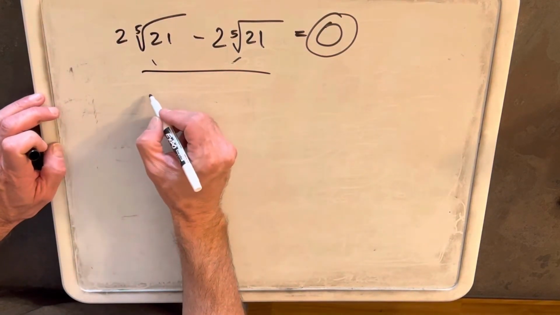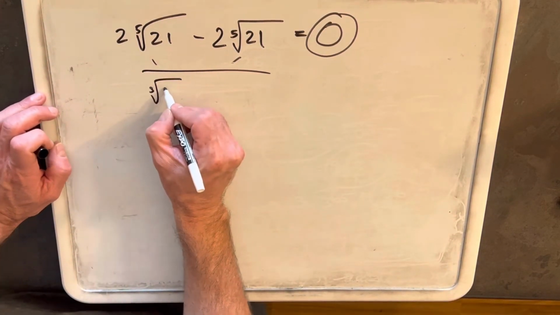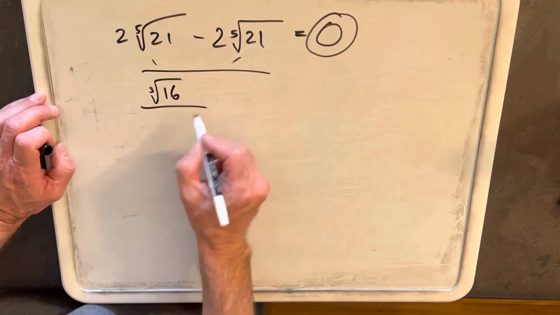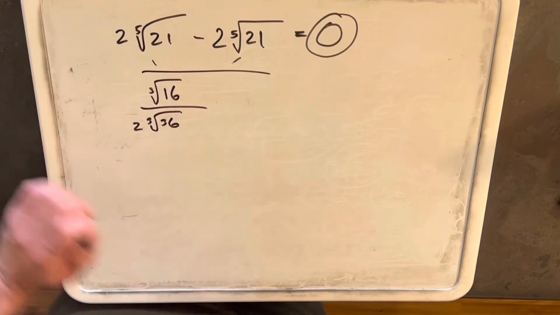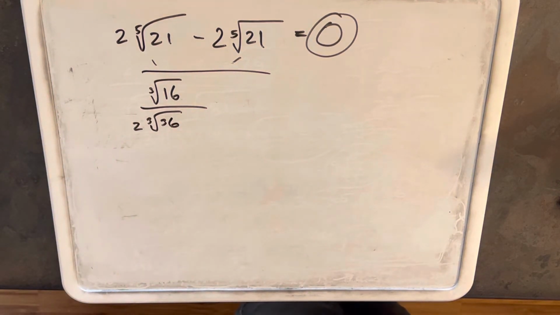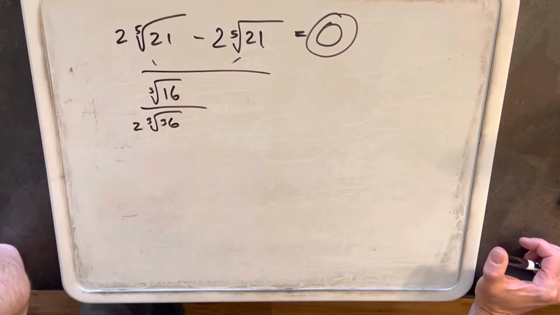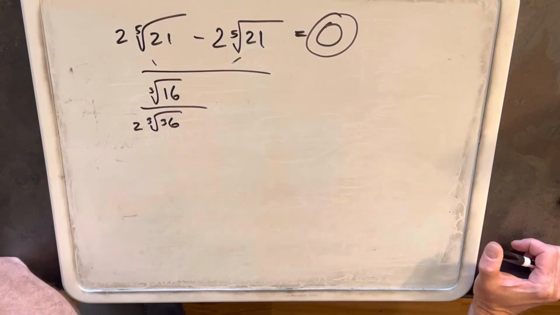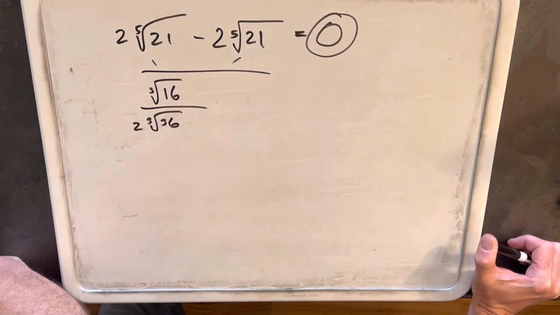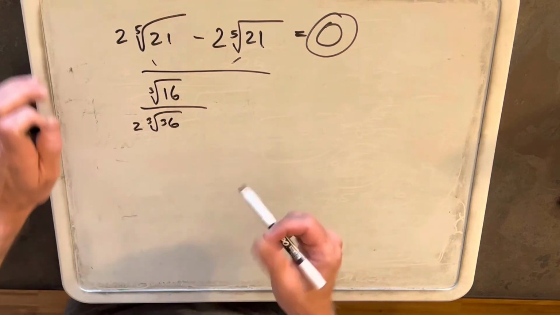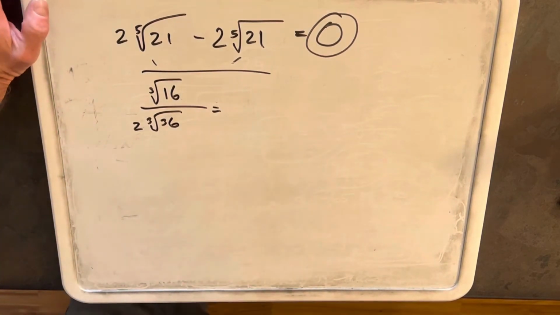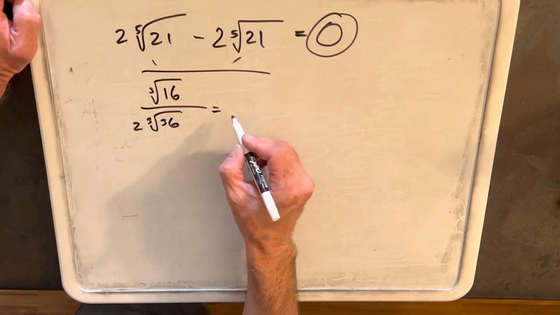Next, we have cubed root of 16, 2 times the cubed root of 36. Oof, that looks pretty hard. Yeah, that looks tricky. I'm not sure what to do with that. This is where these ones get you. I mean, maybe there's really kind of nothing we can do.